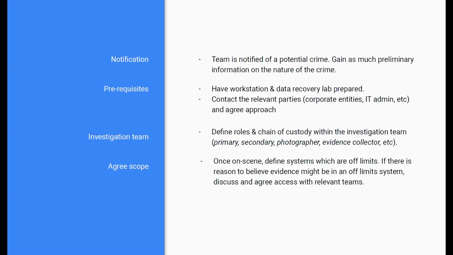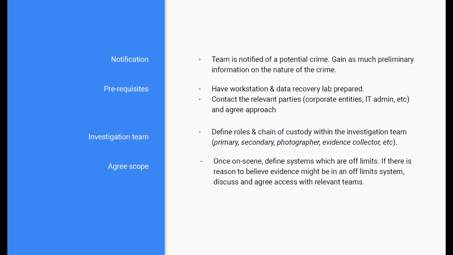You'd also need to make sure that your chain of custody is defined, because it could be that only specific people are allowed to handle the evidence. So that needs to be defined within the investigation team itself. Obviously, there are roles like primary, secondary, photographer, evidence collector. There could be multiple evidence collectors. There could be one or two photographers. So depending on the number of personnel you have and the size of the incident, you'd need to define all of this before you head out, because once you go on site, there's no time.